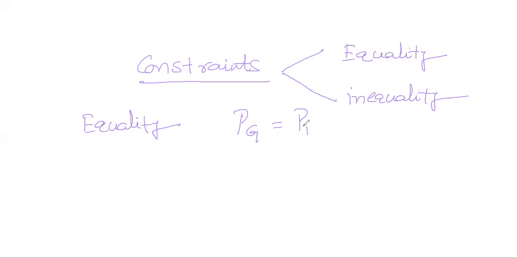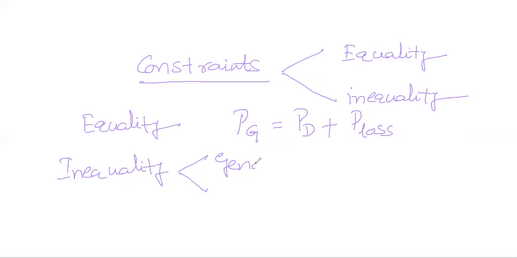What is the power balance equation? Generation equal to load demand plus power losses. That is the equality constraint. The inequality constraints consist of generator constraints and voltage constraints. Again in the generator constraints, for active power generation there is one constraint, and for reactive power generation there is another constraint.